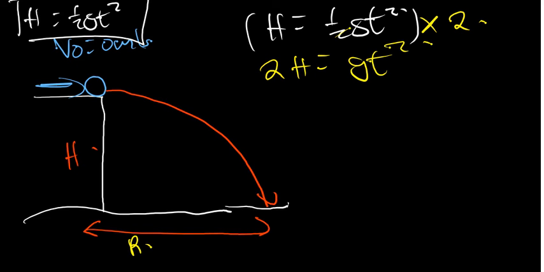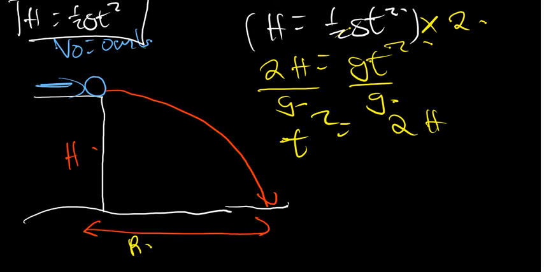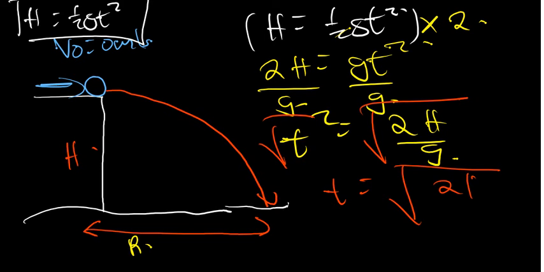Our goal is to find time. So we're going to divide both sides by g, and then here by g. We're going to see that t squared is equal to 2h over g. We can take the square root of both sides, and we see that the time is equal to the square root of 2h over g. So in the first trajectory, this is the formula which is going to help us to find the time it takes for this ball to move from the top of the building all the way to the ground.